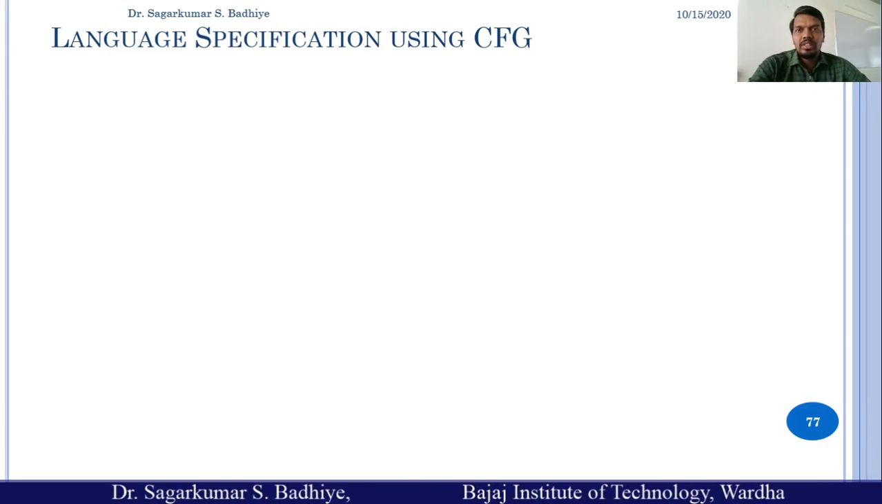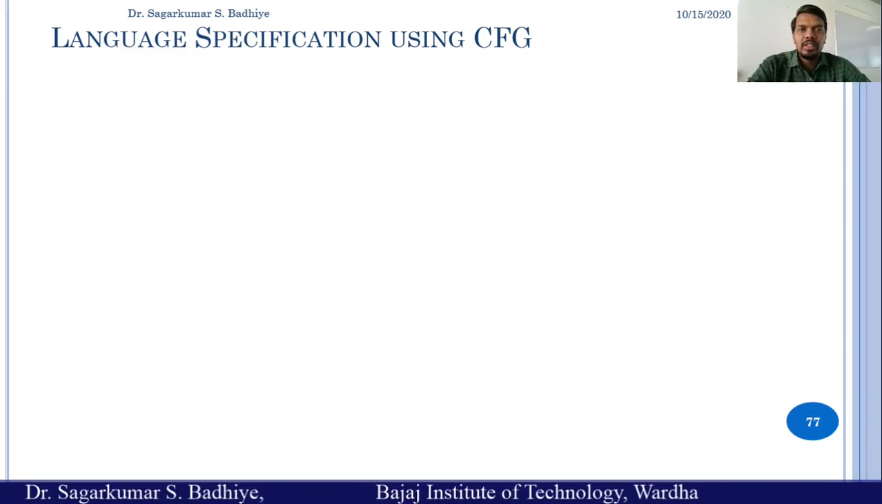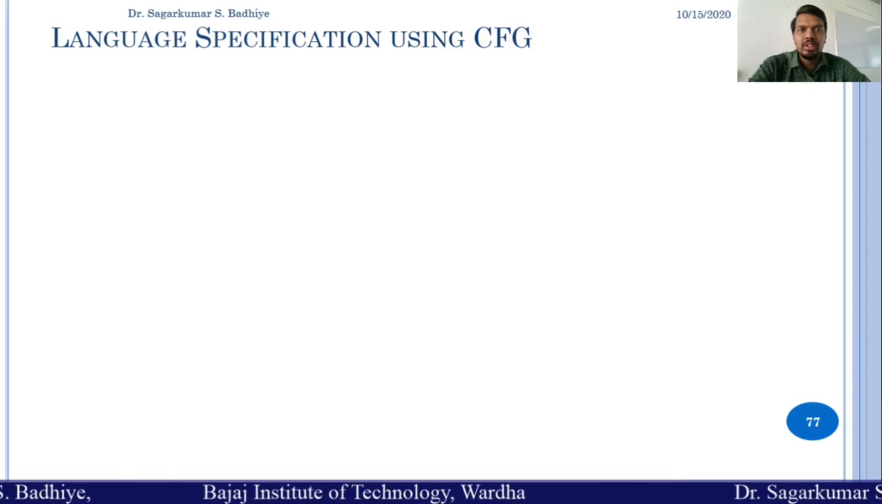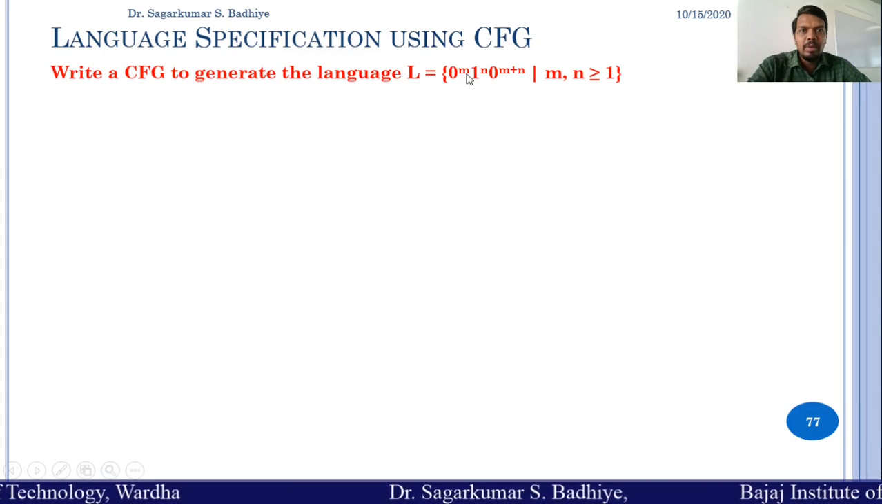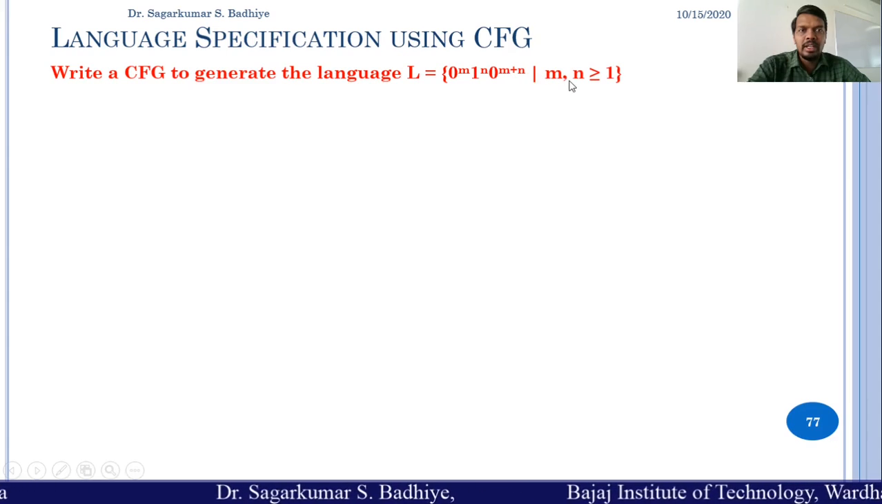Welcome back to the next class of theory of computation. In this class, we are going to look at another example on language specification using context-free grammar. Here, we would be writing a context-free grammar to generate a language L equals 0 power m, 1 power n, 0 power m plus n, such that m and n are greater than or equal to 1.